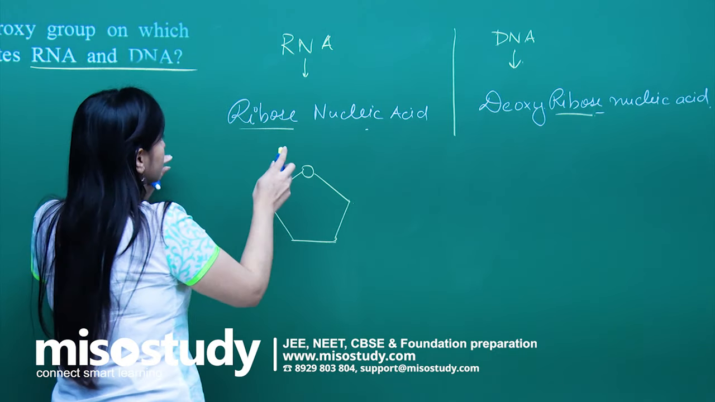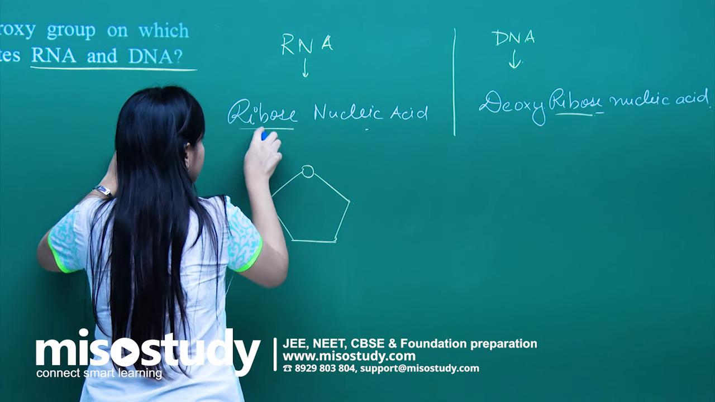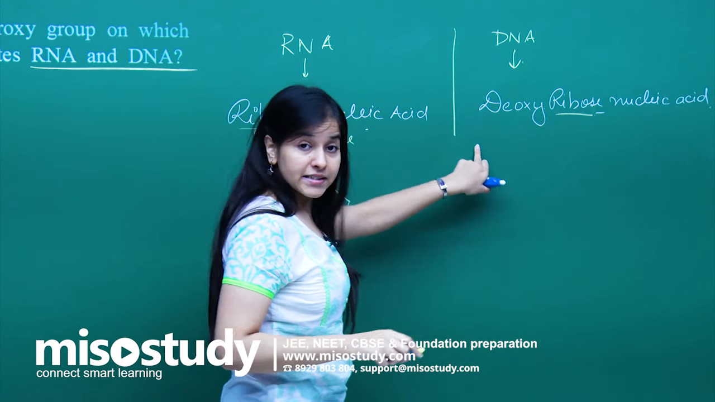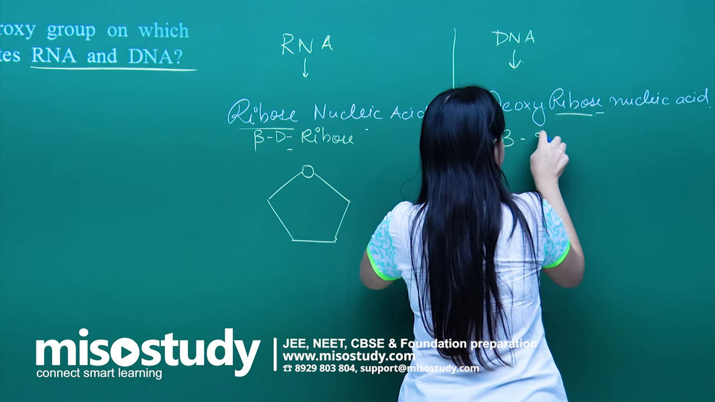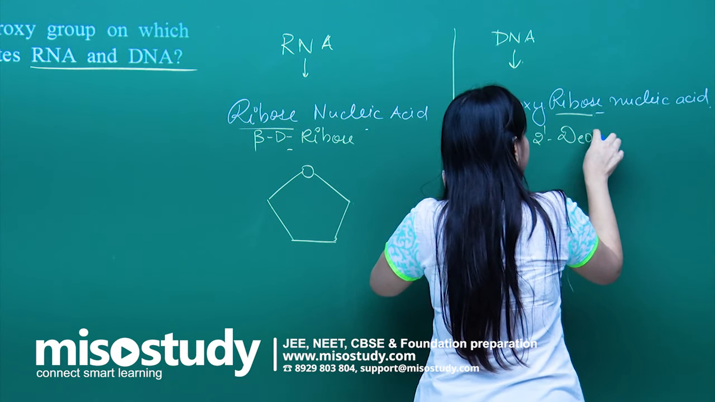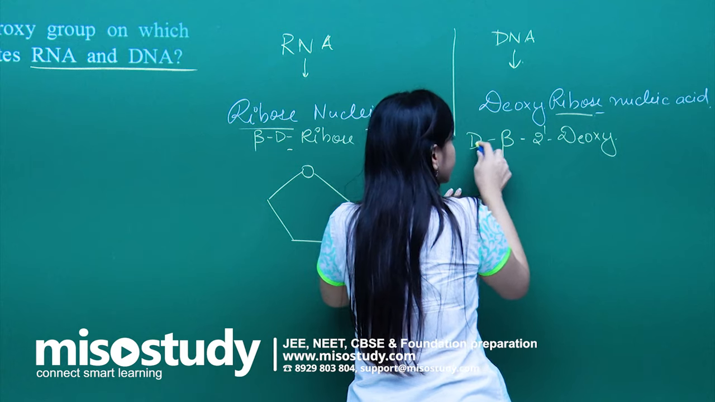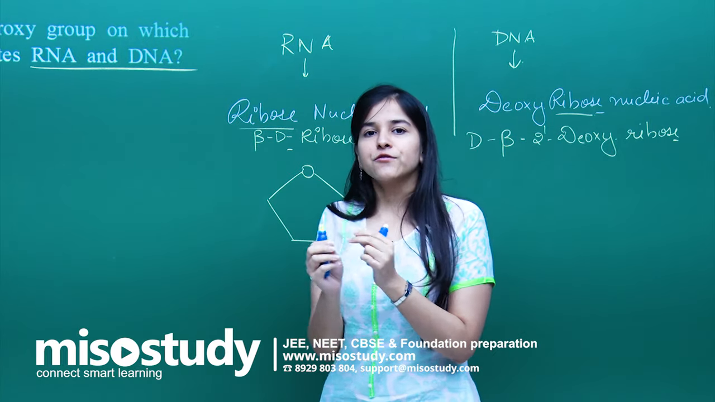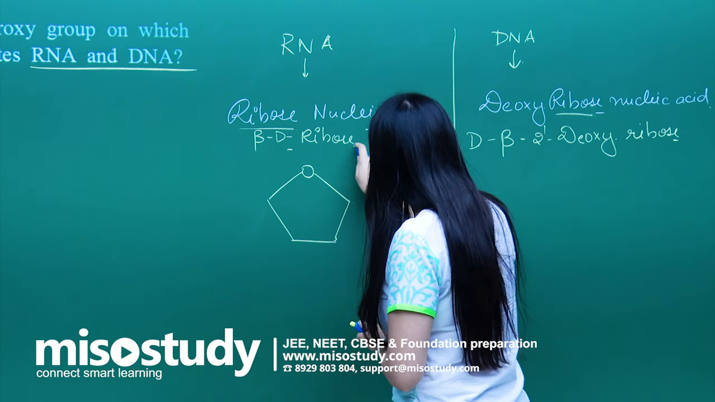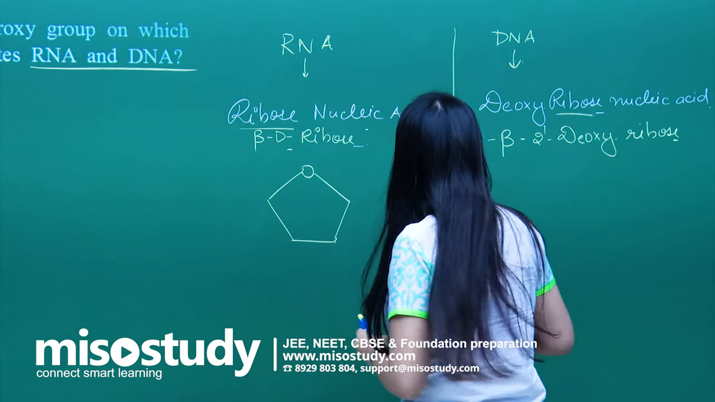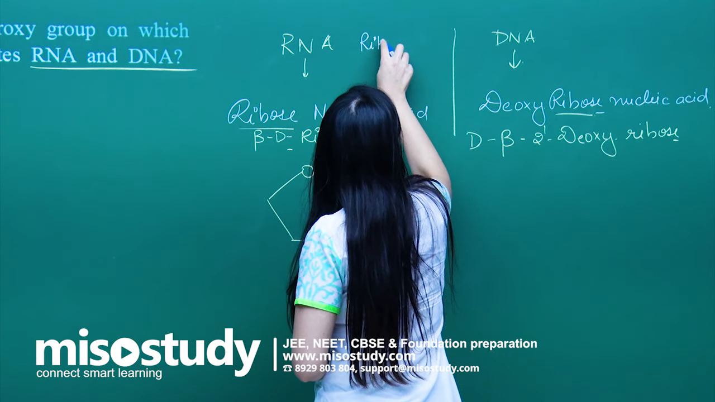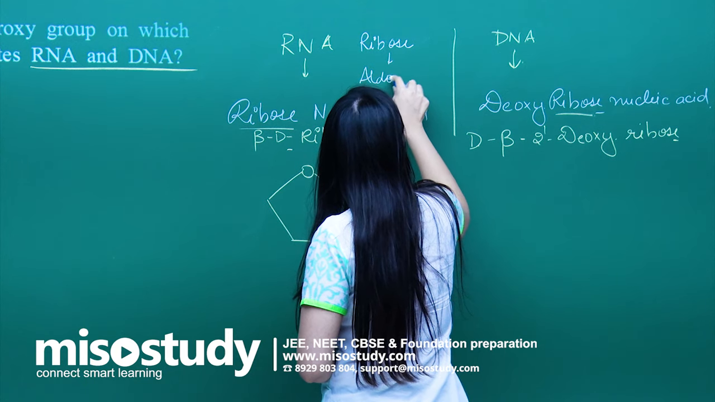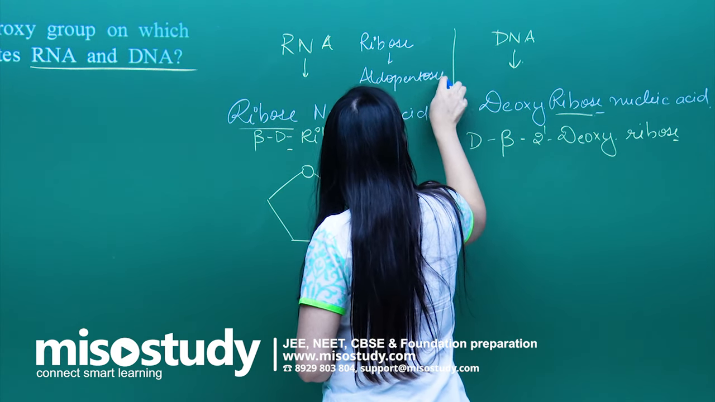And if you observe over here, what is the actual sugar present? It's beta D ribose, whereas in this case, it's beta 2 dash deoxy, D deoxyribose. So first let us just find out what ribose is. Ribose is actually an aldopentose, that means having 5 carbon atoms.